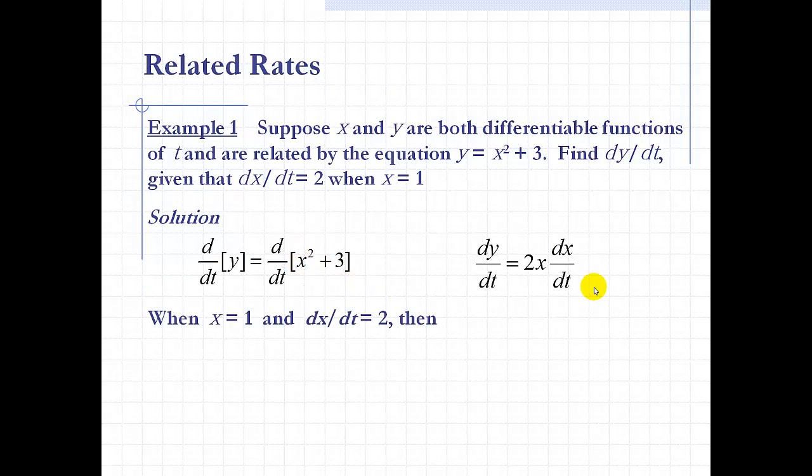Now at the instant x equals 1 and dx/dt equals 2, we can actually figure out what the rate of change is of y. And we do that by substituting in 1 for x and 2 for dx/dt. So it becomes 2 times 1 times 2, or 4.